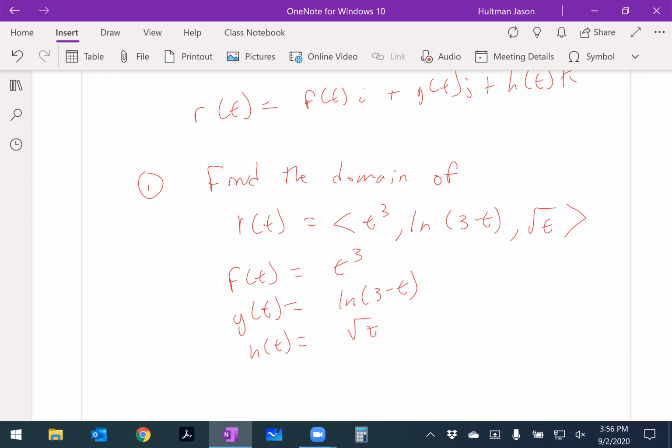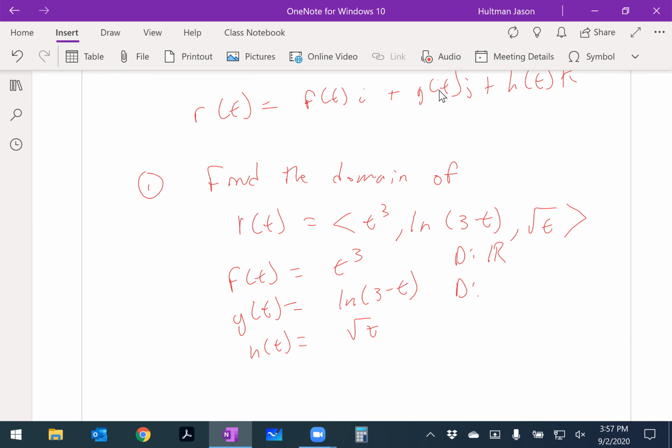Okay, so what are the domains on these? What's the domain of t cubed? Not everybody at once. All real numbers. Okay, there you go. All real numbers. Thank you so much. So the domain is all real numbers.